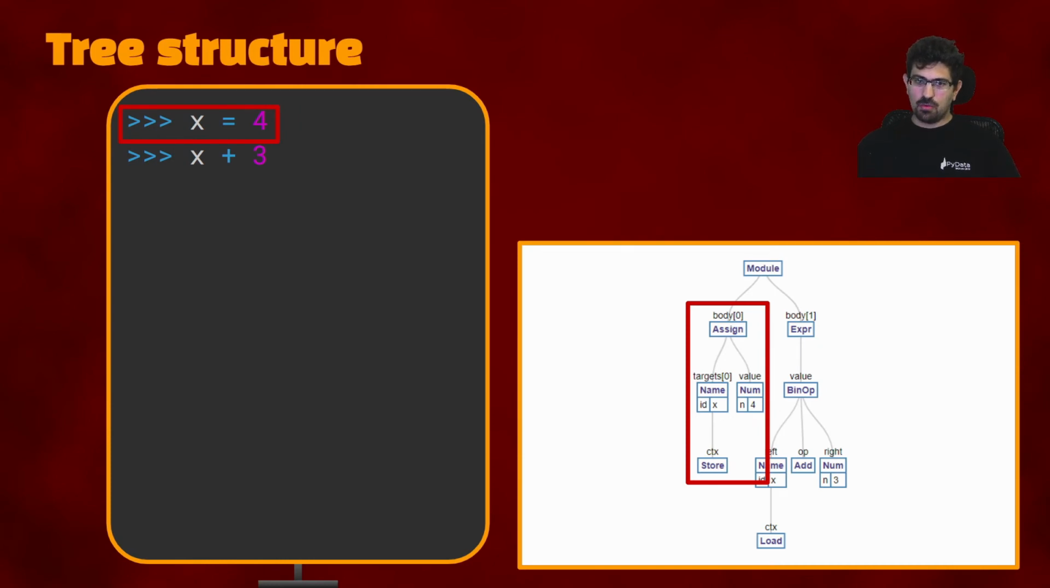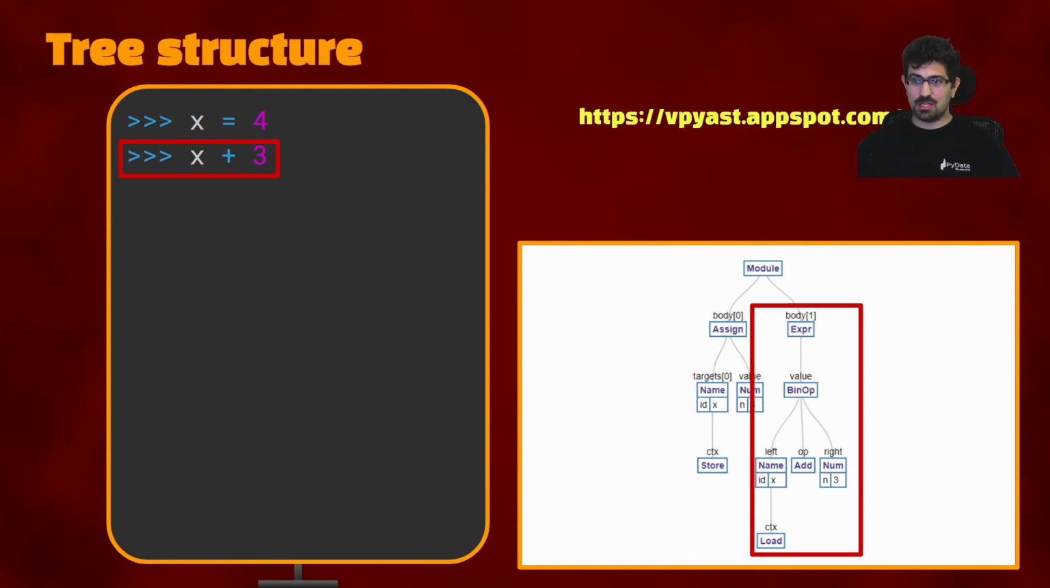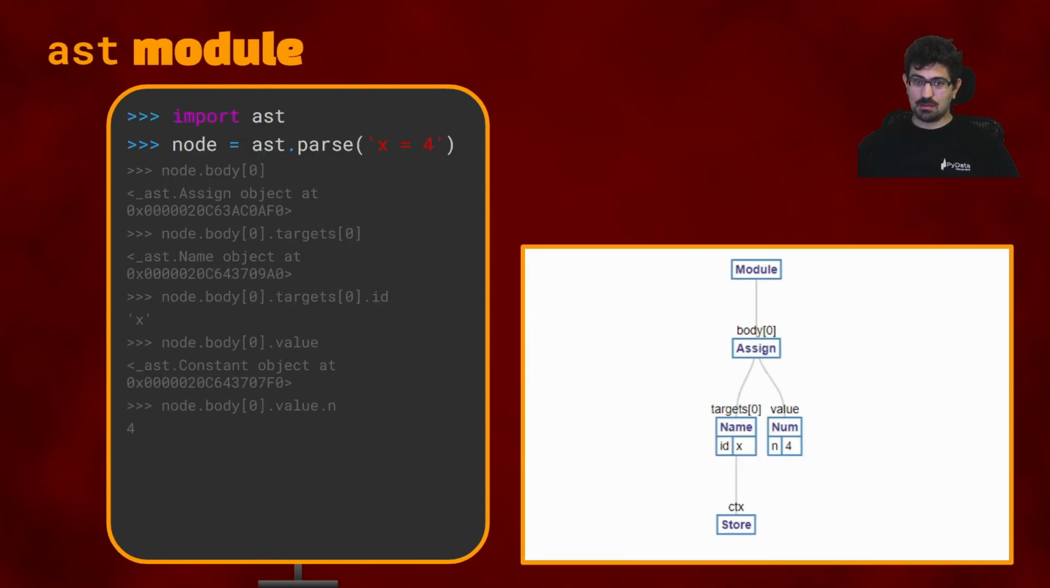And again, if we have two lines in this code, that's fine, because under the module, we can see we have two subtrees, one for the assign and one for the expression that says x plus 3. You can see a bit how this works.